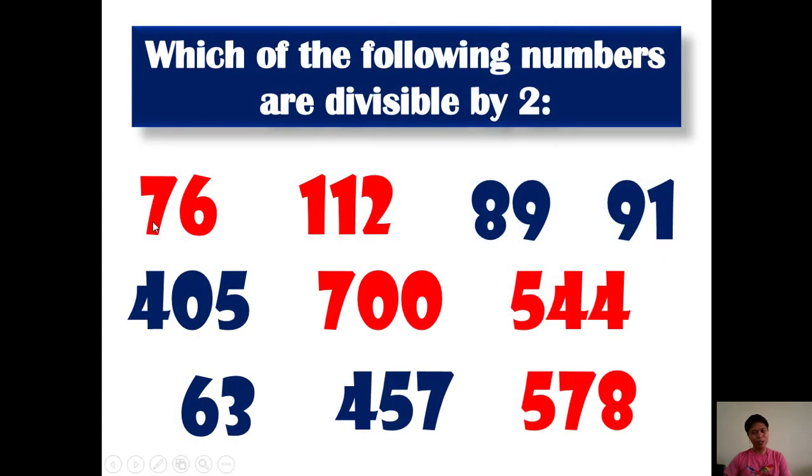Let's take a look at this example. 76 is an even number because it ends with 6. 112 ends with 2. Again, the ones digit is 0. This one is 4. And this one is 8. Therefore, if a number has 0, 2, 4, 6, or 8 in its ones digit, it is an even number and therefore it is divisible by 2.